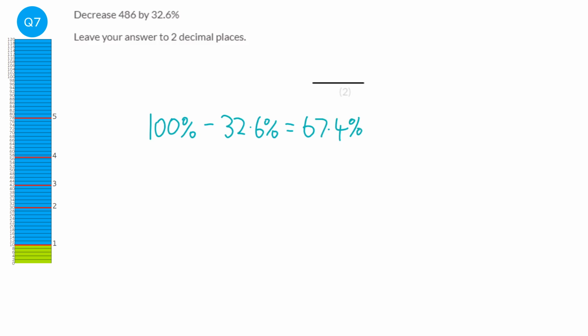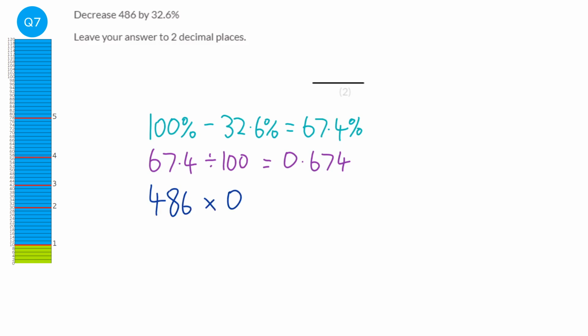Next we need to convert that into a decimal. So we're going to divide it by 100, and that will make it into a multiplier. And the beauty about a multiplier is all we need to do is get the amount from the question, 486, and times it by the multiplier, and it will do all the hard work for us, and it will give us the answer of 327.56.